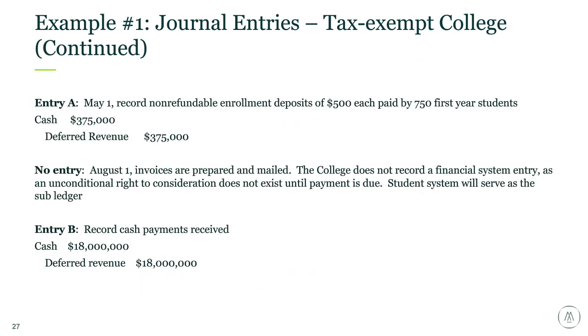So on May 1st, the $500 non-refundable enrollment deposit is recorded for 750 students. This is considered deferred revenue and will be recognized as the performance obligations are met. When invoices are sent on August 1st, no GL entry is required, as the student account system will serve as a subledger. Upon receipt of tuition payments, cash and deferred revenue is recognized. Again, this is deferred until the performance obligations have been met.